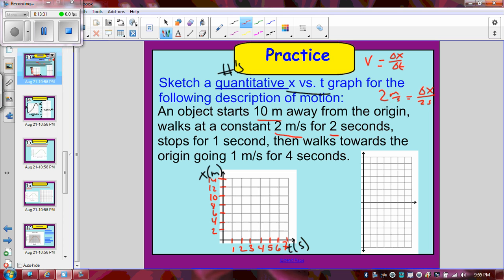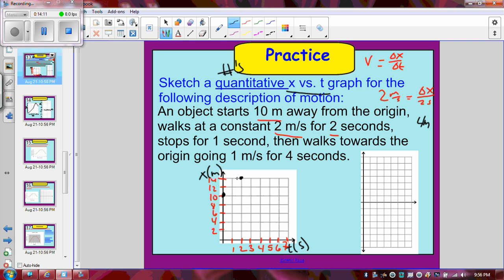All right, now that we have everything labeled, let's go ahead and plot our data points. An object starts at 10 meters. So at time equals 0 seconds, the object is already at the 10 meter mark away from the origin. Then it says the object walks at a constant 2 meters per second for 2 seconds. Couple different ways you can look at this. The first way is the way we've already gone over, and that is in 2 seconds, the object is now 4 meters away from the starting point.